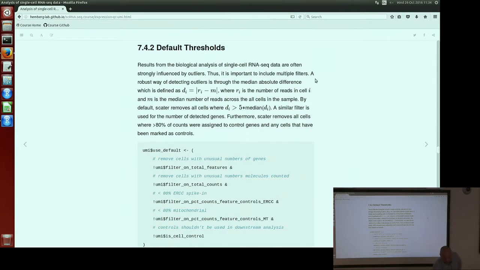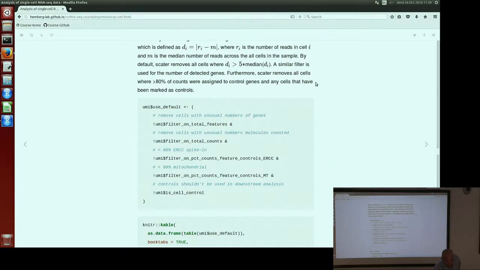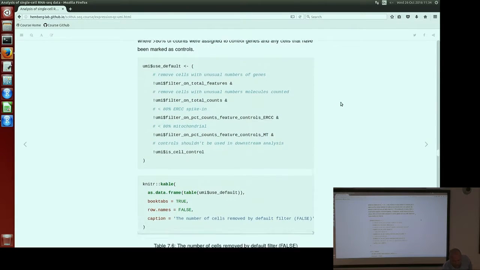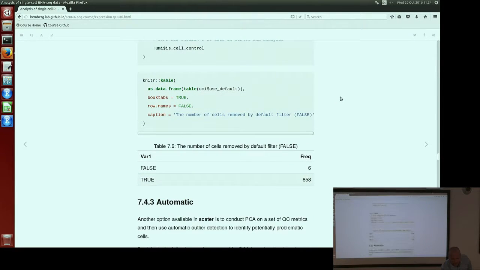So if we use the Scater default filter, to run this we didn't need to do anything before. We can just run it straight away after creating the Scater object. And this filter actually removes only 6 cells, which is, again, sometimes this filter can work well. In our case, probably it's better to use our manual filter because it removed more cells.